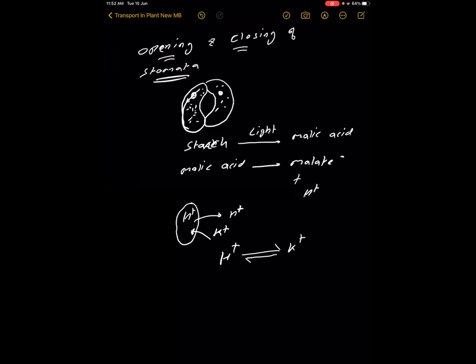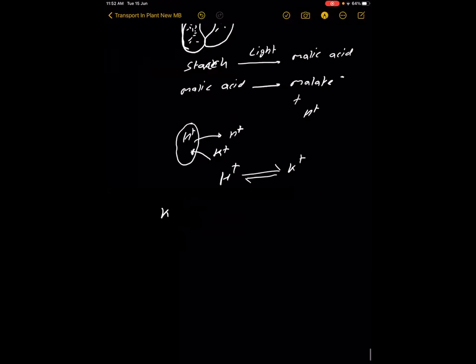Now what happens? This potassium ion combines with malate, which is already available in the guard cell, and it forms potassium malate. What is malate? It forms potassium malate. Okay, fine. So this potassium malate increases osmotic pressure, or you can say osmotic concentration.